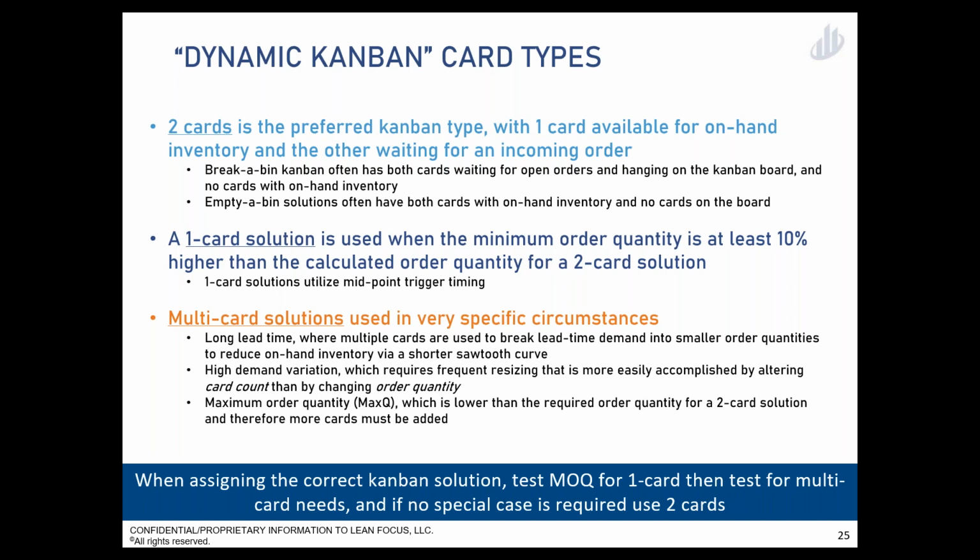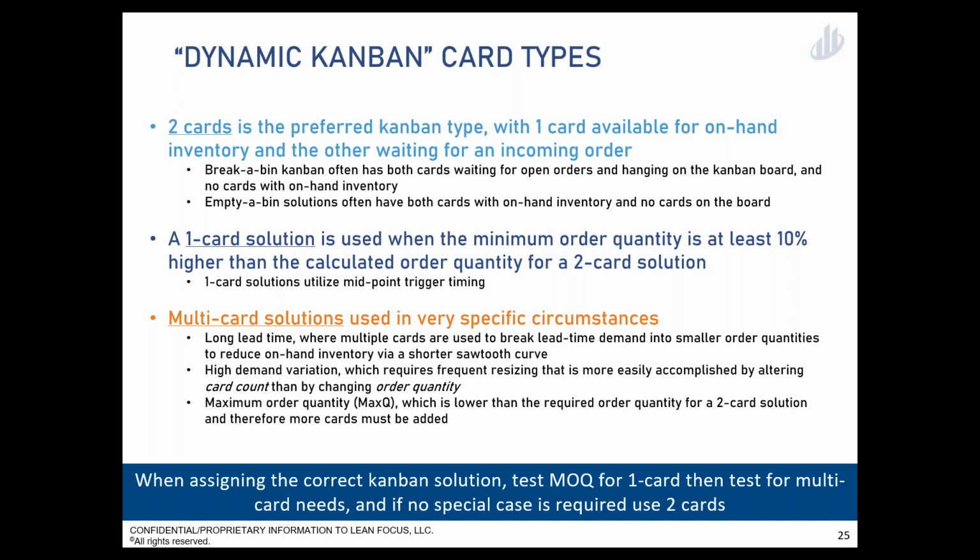There are 3 circumstances where you say 2 cards won't do it. I am going to run out of inventory if I deploy a 2-card solution. So if you've got a really long lead time, let's say I've got an A item with 12-week lead time. I can still order it in weekly quantities if my minimum order quantity allows me to. So I might have 12 or 13, based on whether I'm break-even or empty bin, cards to cover the 12-week lead time so I don't order 12 weeks of inventory all at the same time on a 2-card system.